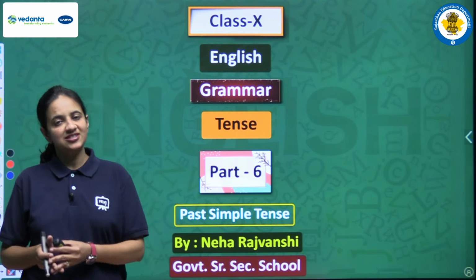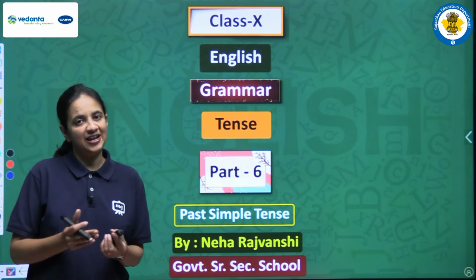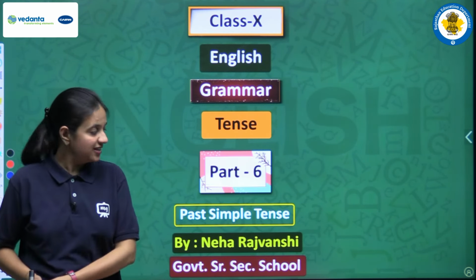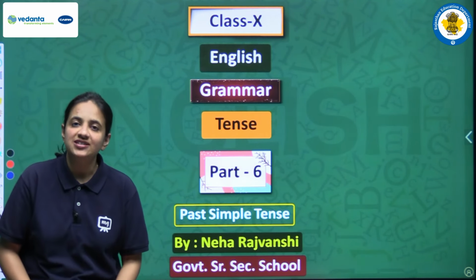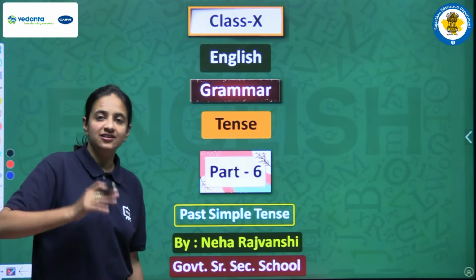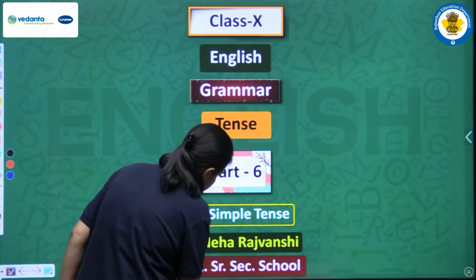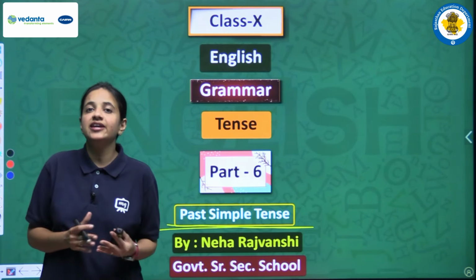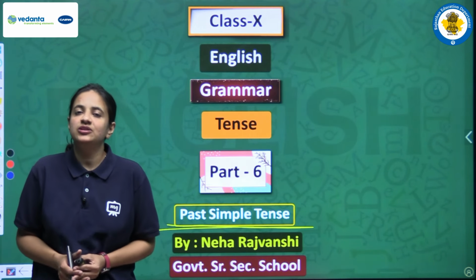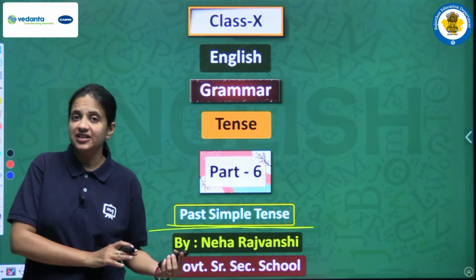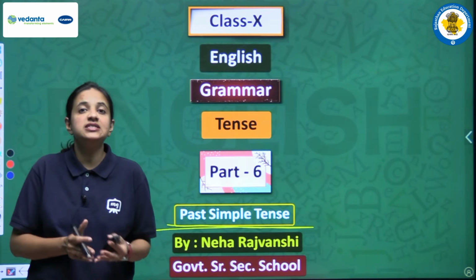So students, we have started with our grammar syllabus, our grammar topics, and first of all we are doing our tenses, and in this video we will start with our past tenses. And the very first tense in the past category is past simple tense, also known as past indefinite tense. Okay, so before this we studied present simple tense, and this is past simple tense. This is the past form of simple tense.